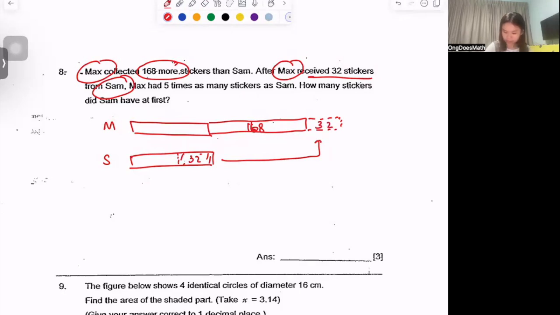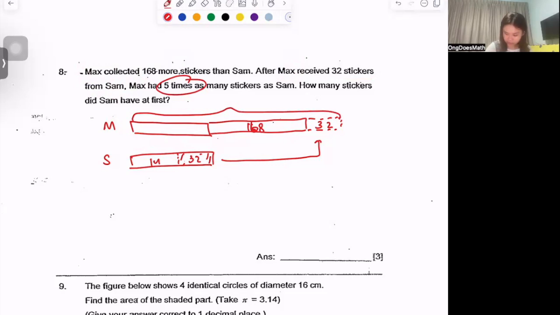So these 32 stickers came from Sam. Now in the end, Max has 5 times as many stickers as Sam. So Sam is left with 1 unit, while Max has 5 units in total. So now I can trace things out. So just go up. Here will also be 1 unit, here will also be 32. So if I take 5 units minus 1 unit, I'll get 4 units, right? Which means this remaining part is 4 units. So far, okay? Which means 4 units is 32 plus 168 plus 32. So that should give you 232.